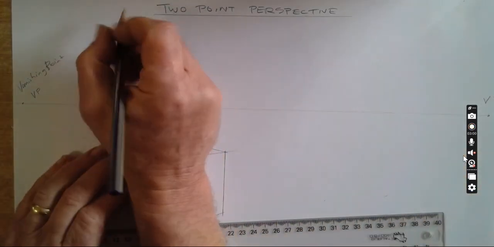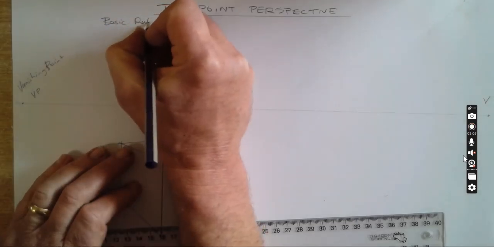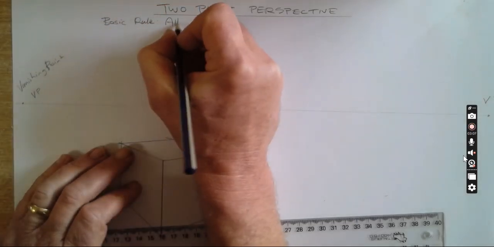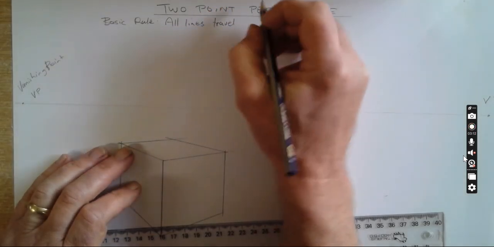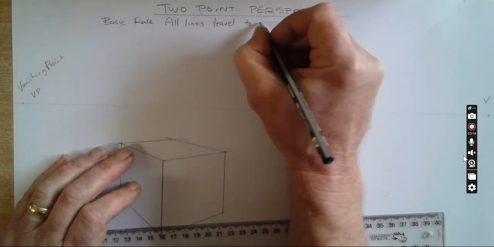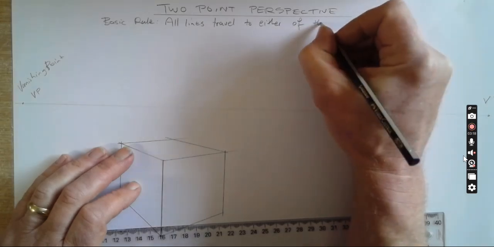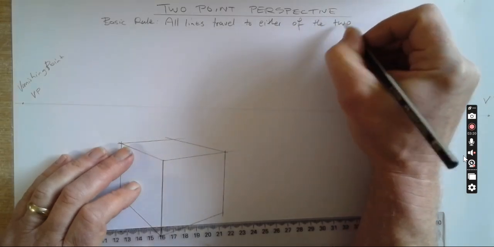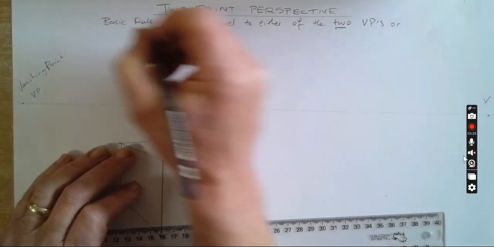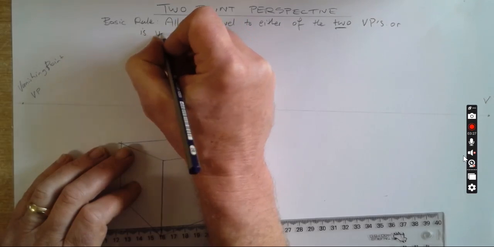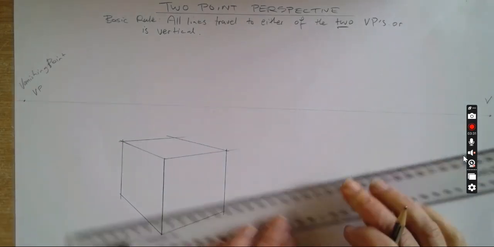So let's write down the basic rule. All lines travel to either of the 2 VPs or is vertical. Let's continue with that rule.